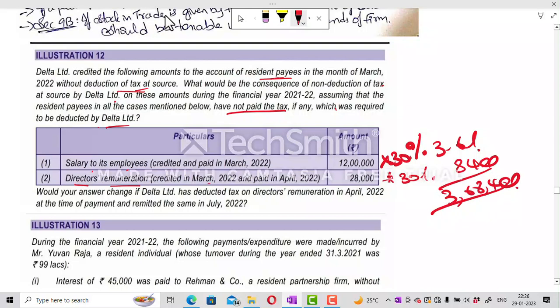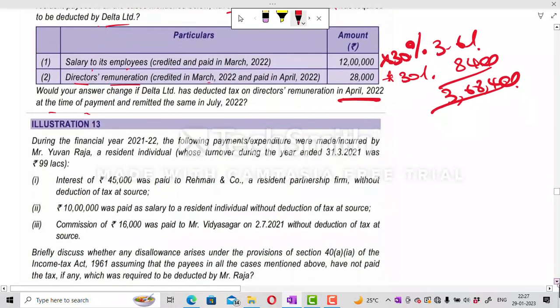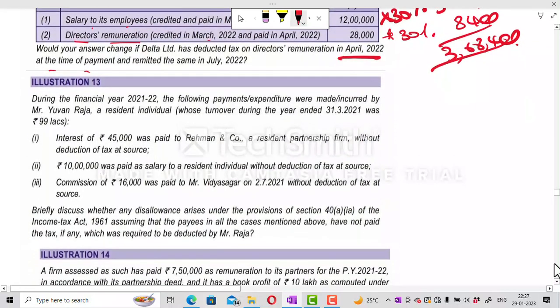What would your answer be if Delta has deducted tax on director's remuneration in April at the time of payment and remitted the same in July? So before the due date, they are deducting and paying that amount. So it is an allowable expense. But if they have paid in the subsequent year, they can take the deduction of the same in the subsequent year.